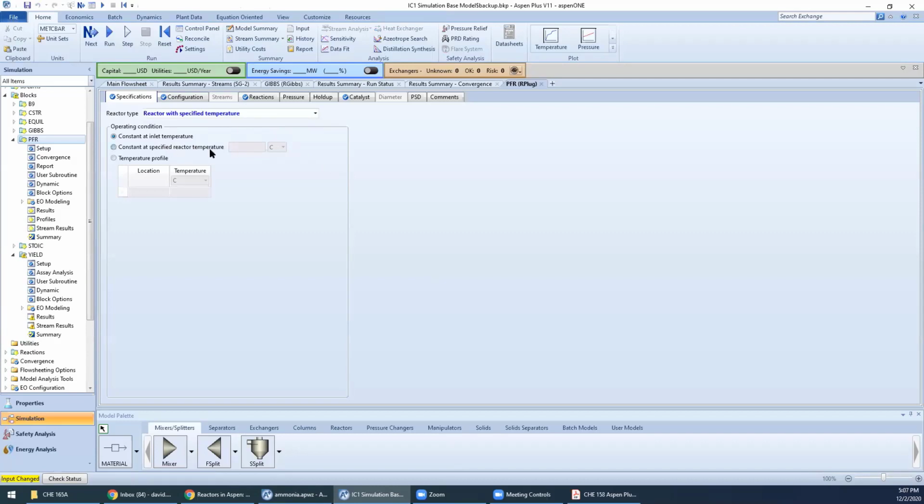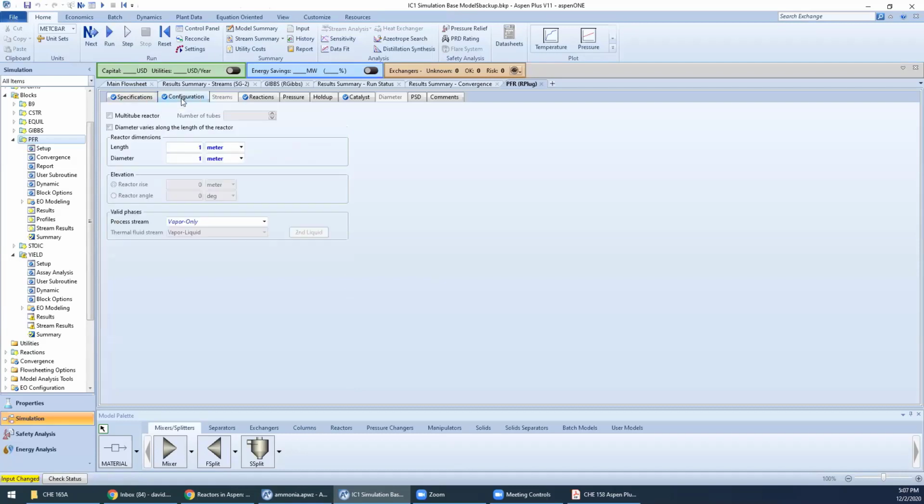So we want to specify constant reactor temperature of 200. No, it was 450. The configuration, so this is where you're going to have an issue. And this is where it's good to know what the design equations are behind Aspen. And that is where you'll pull a lot of information from 158, because it's a little tough to find some of those governing equations that make Aspen run like it does.